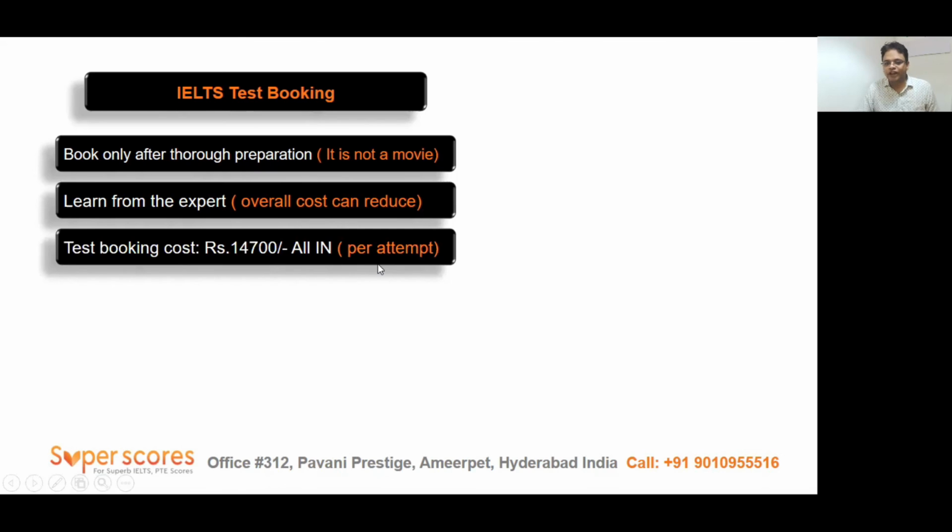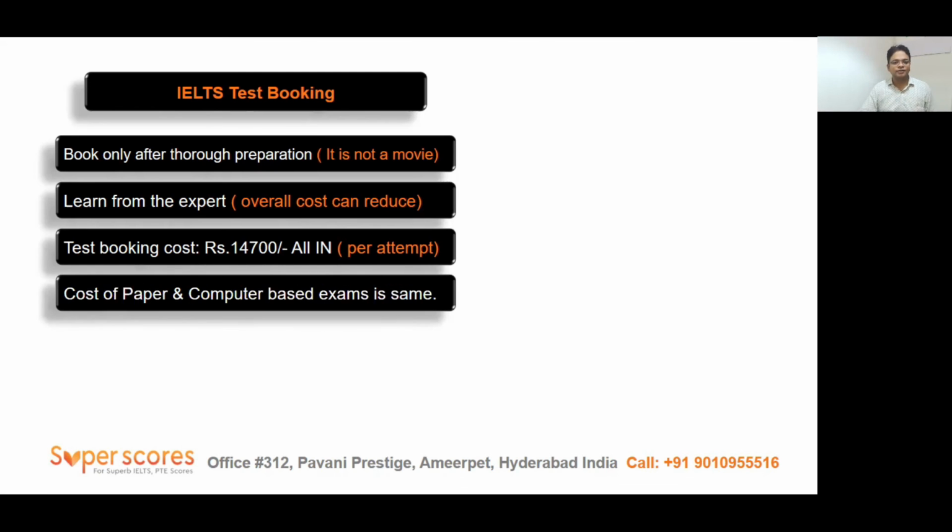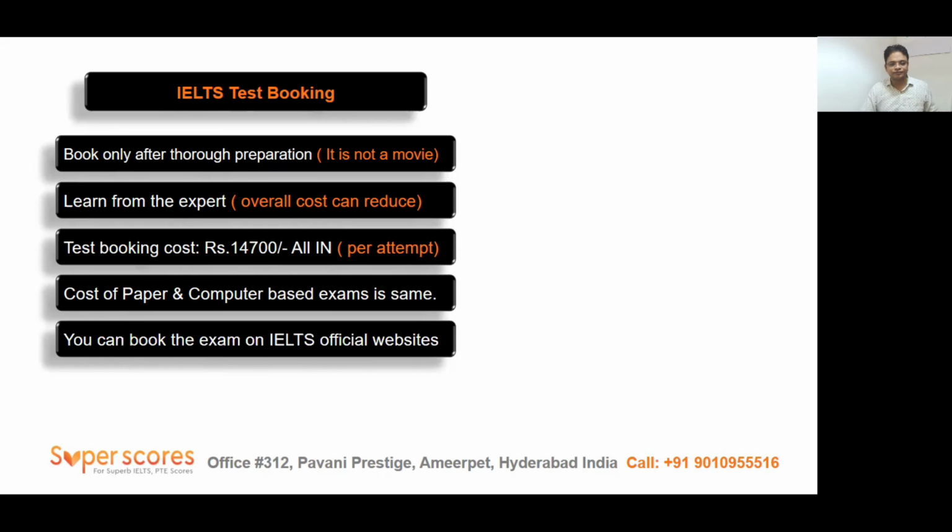And the test booking cost as of today, in the July month of 2021, is 14,700 per attempt. You cannot take the exam several times with one payment. Every time you take the exam, one attempt costs you 14,700 rupees in India. And the cost of the paper based exam and computer based exam are both the same. You can book the exam on the official IELTS website.